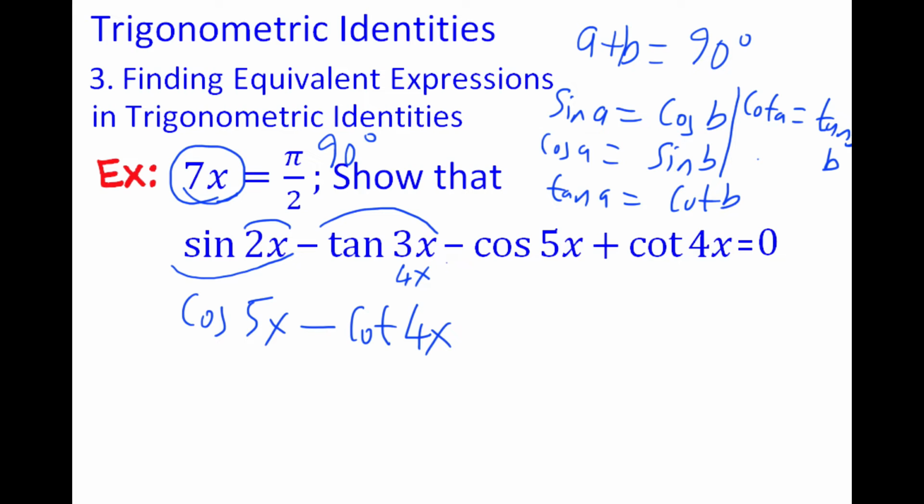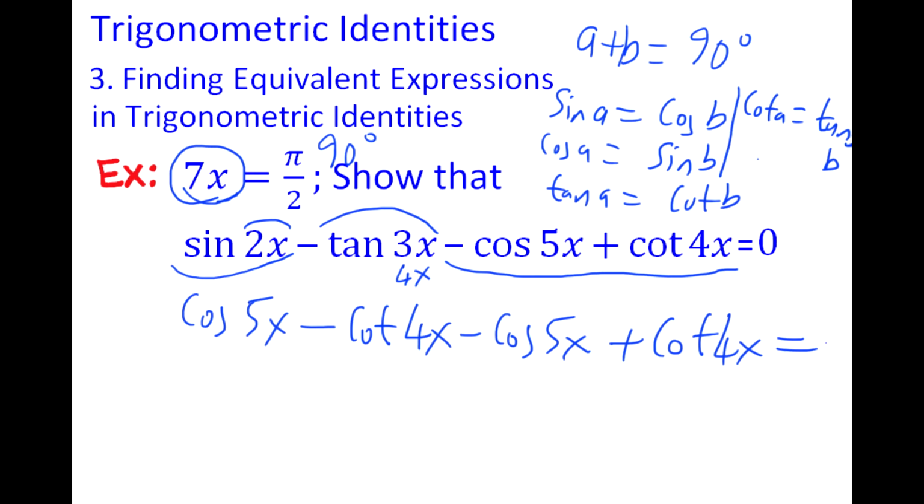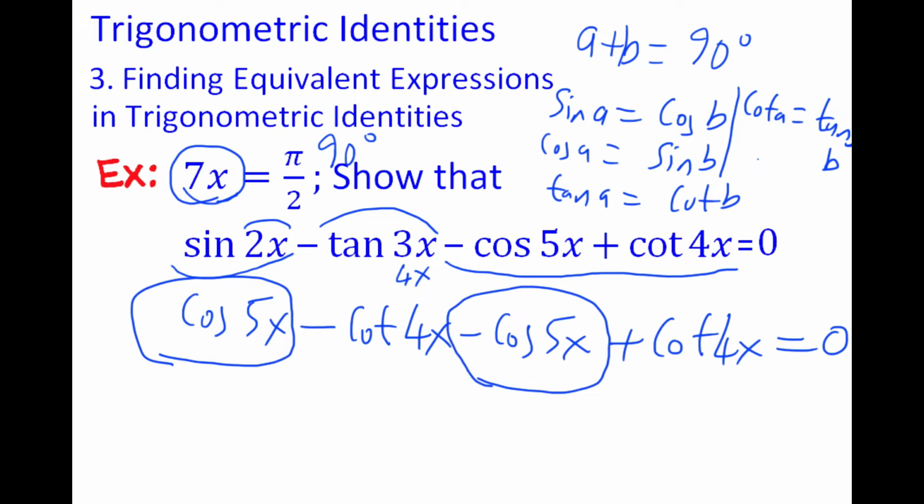And write the rest of the question, okay? If we write the rest of the question, then we're going to have minus cosine 5x plus cotangent 4x, and that is equal to 0, guys. And if you look at the question again, as you can see here, we have plus cosine 5x. Here we have negative cosine 5x. So if you add them up, then those are gone. Okay, so we have 0 from here.